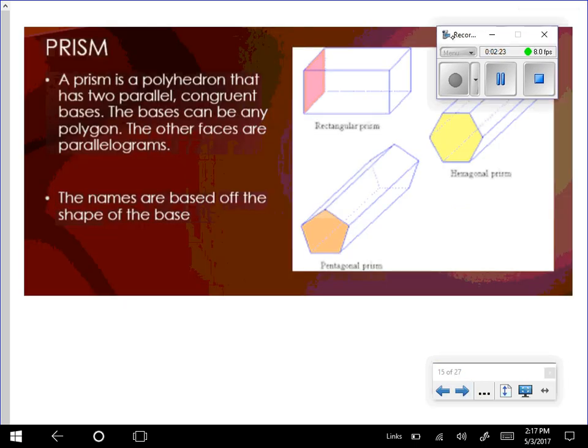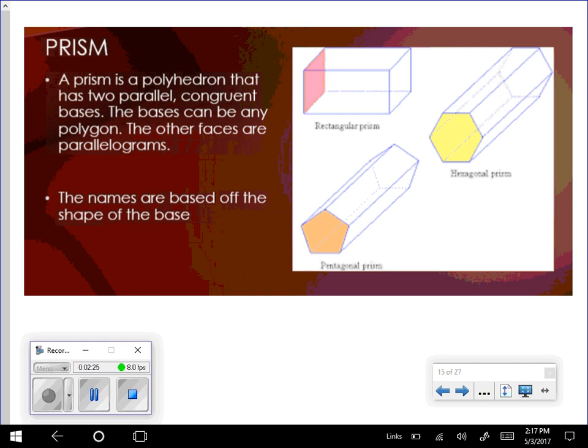All right, back to this slide. We looked at this slide yesterday. A prism is a polyhedron that has two parallel congruent bases. Today we're going to be focused on this rectangular prism over here. But obviously, prisms can come in all different shapes and sizes. The bases can be any polygon, and the other faces are parallelograms. The types of prisms are named off the shape of their base. So these rectangular prisms obviously have bases that are rectangles.